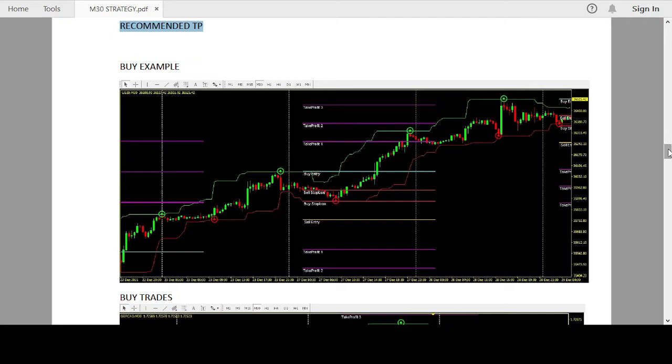So here's an example on the US 30, guys, on the 30-minute chart. Now remember, guys, 30-minute is a huge chart. These are big movements right here, so keep that in mind. Anyways, here's an example of a buy trade. There was a formation of a green circle dot at that point before the system painted buy and sell levels.